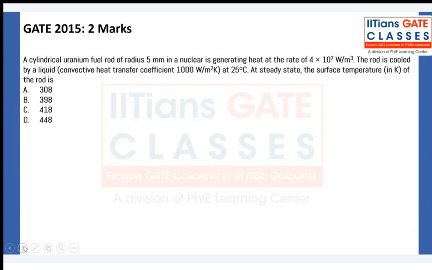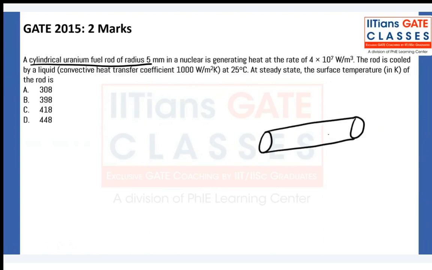Now, what is happening? Look, we have a cylindrical uranium fuel rod of radius. We have a fuel rod, uranium, that means nuclear rod. And the radius is 5 millimeter. And because it is a nuclear rod, there will be nuclear reactions going on inside the rod, and it will be generating some heat. There will be heat generation. So Q dot generation is how much? 4 watt per meter cube.